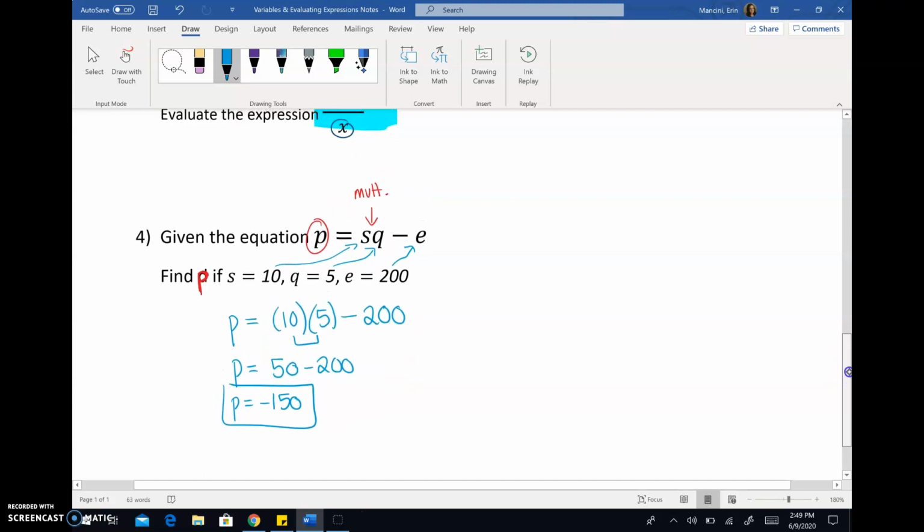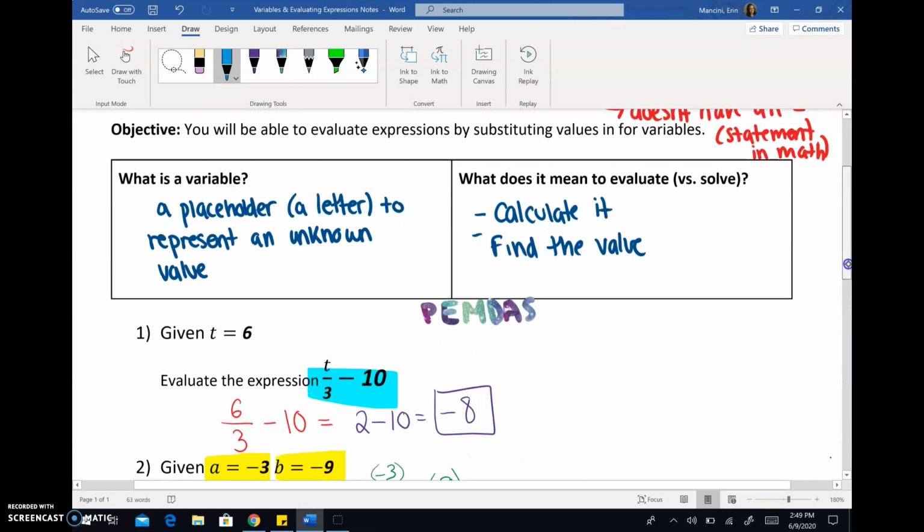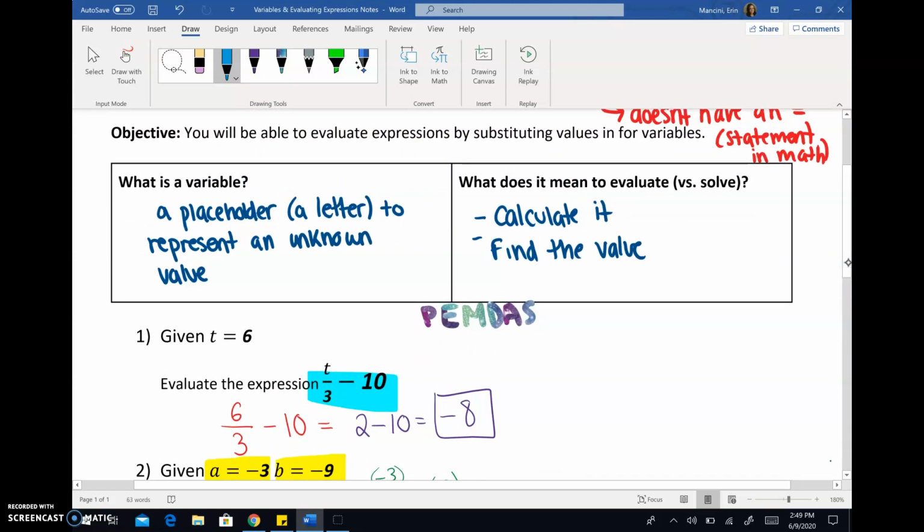Okay, so overall, a variable is just a placeholder for some value, but if you know what the value is, you can substitute it into an equation or an expression to get a numerical answer.